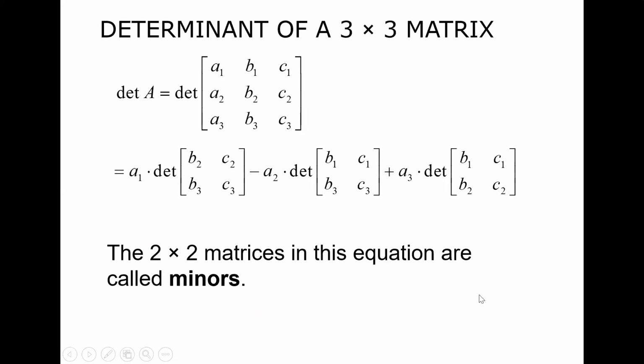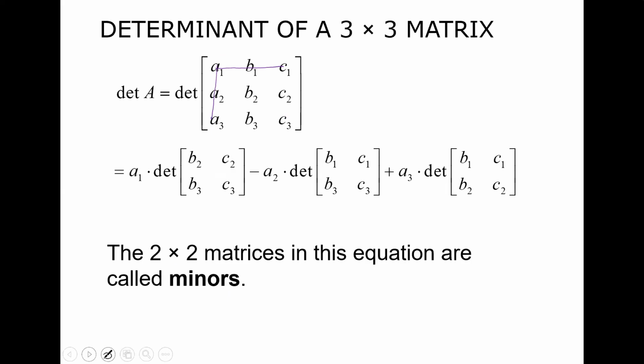Now, what about if we have a 3 by 3 instead? Well, here, what we have to do is go down the column, and we're going to take these coefficients, and they're going to be out in front. And then we're going to take the determinant of the matrix that's left over. So if we cancel out that one and we cancel out that, then we'll have this as our 2 by 2 left over.